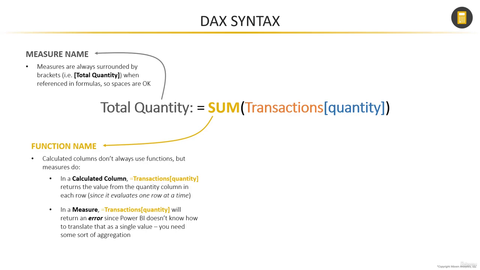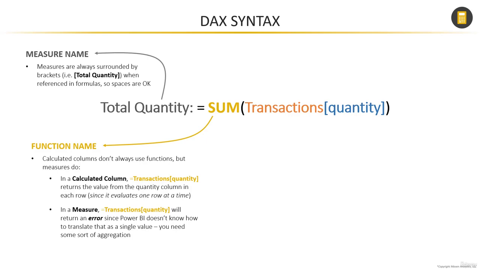On the other hand, you can't do that with measures. If you tried to define a measure with a naked column reference, like transaction quantity, Power BI will return an error since it doesn't know how to translate that into a single value. So you need some sort of aggregation there.